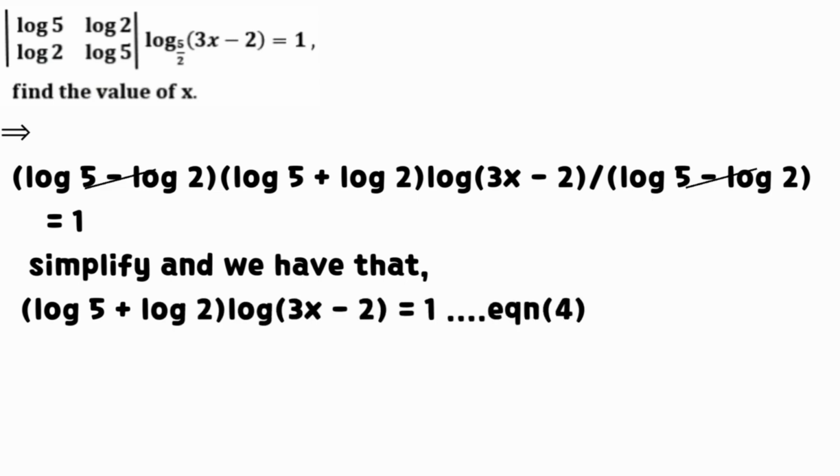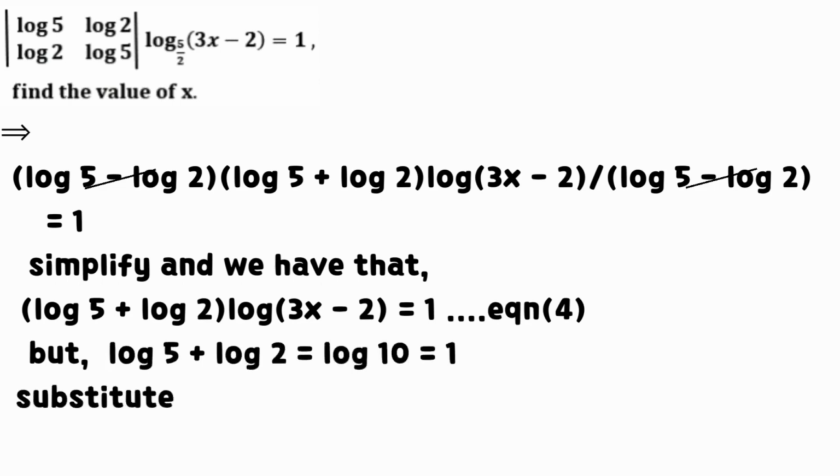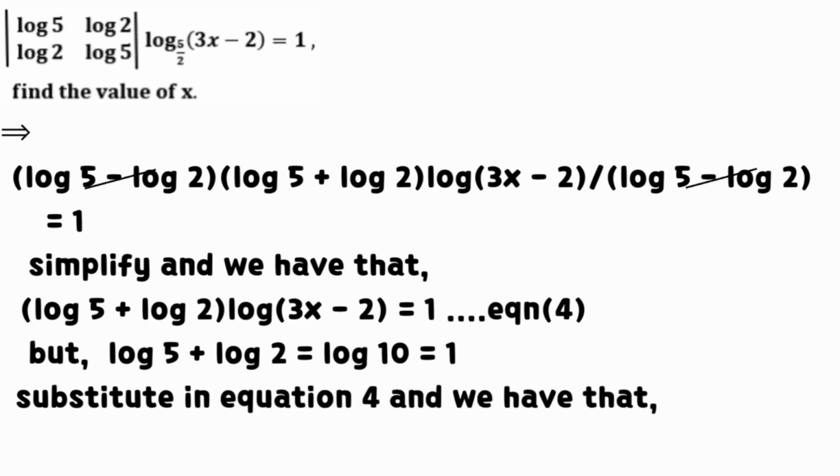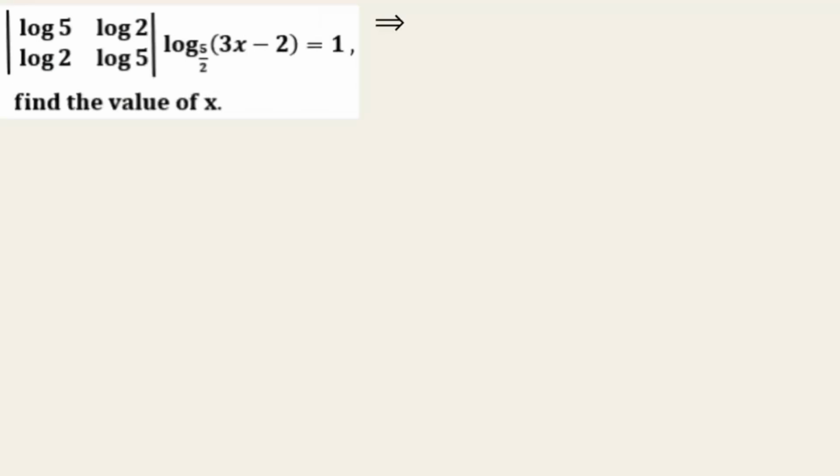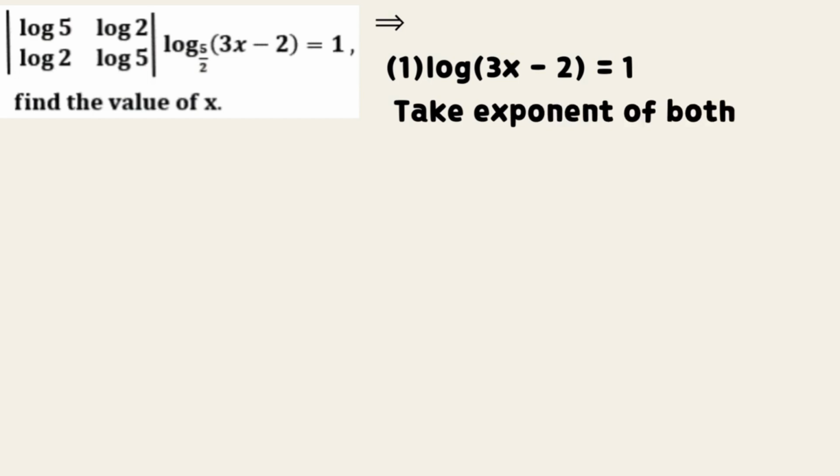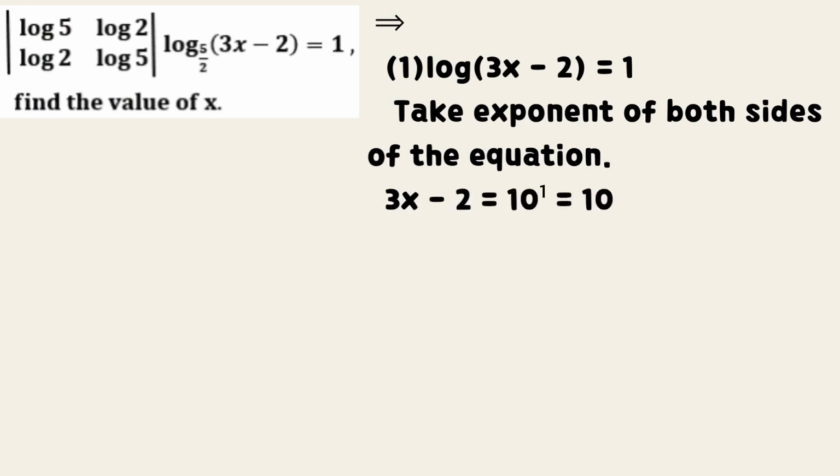Equal fractional expressions cancel out. Simplify and we have equation 4 as shown on the screen. But the sum of log 5 and log 2 equals log 10, which equals 1. Substitute this in equation 4 and we have that. Thus, the product of 1 and log 3 times x minus 2 equals 1.